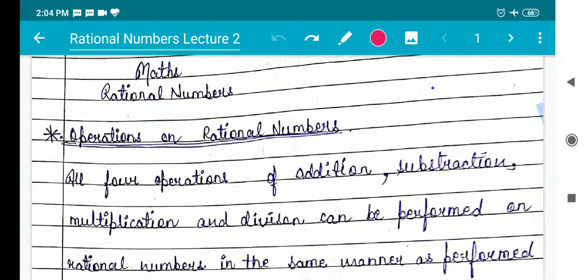Hello friends, I'm Astha Raj and today I'm going to continue the last topic, that is rational numbers. In the previous lecture, I discussed what rational numbers are, the standard form of rational numbers, equivalent forms of rational numbers, absolute value of rational numbers, and the comparison of rational numbers.